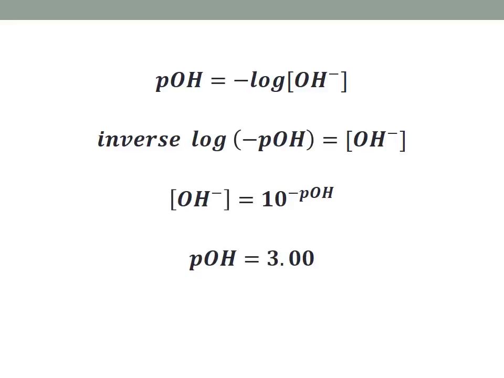If our POH is 3.00 with two significant digits, two decimal places, that means our hydroxide ion concentration must also have two significant digits. So 10 raised to the negative 3.00 gives us 1.0 times 10 to the negative 3. And this here is our hydroxide ion concentration.